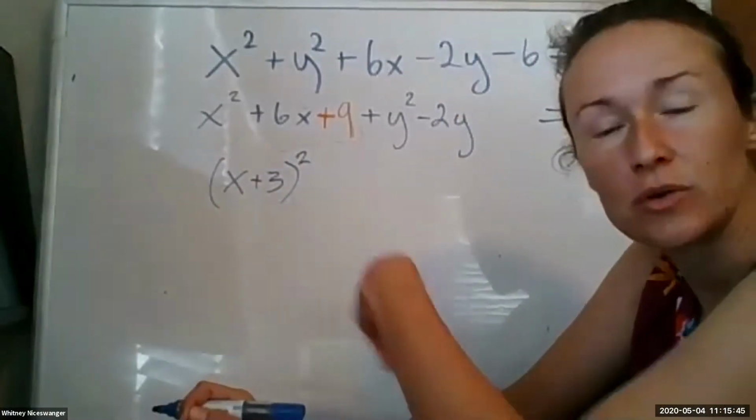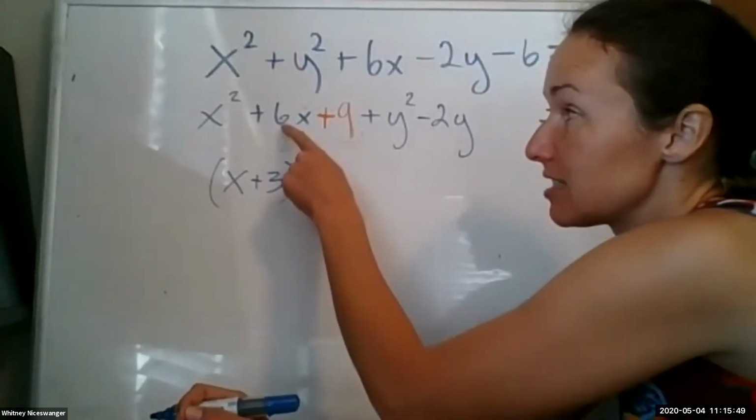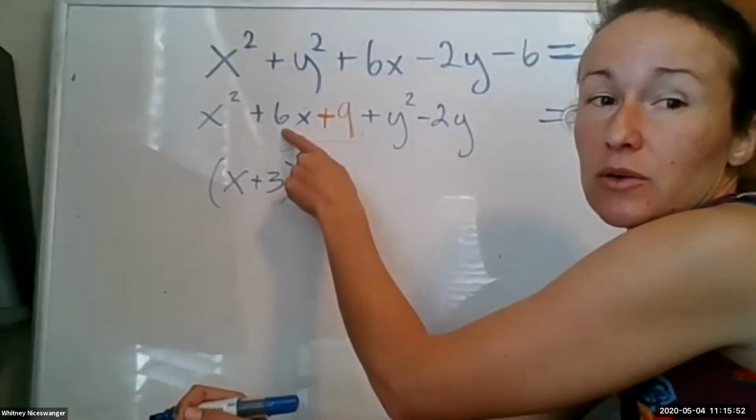And if you haven't already noticed, when you factor this to a perfect square, it's always going to be x plus whatever this is divided by 2. Okay.